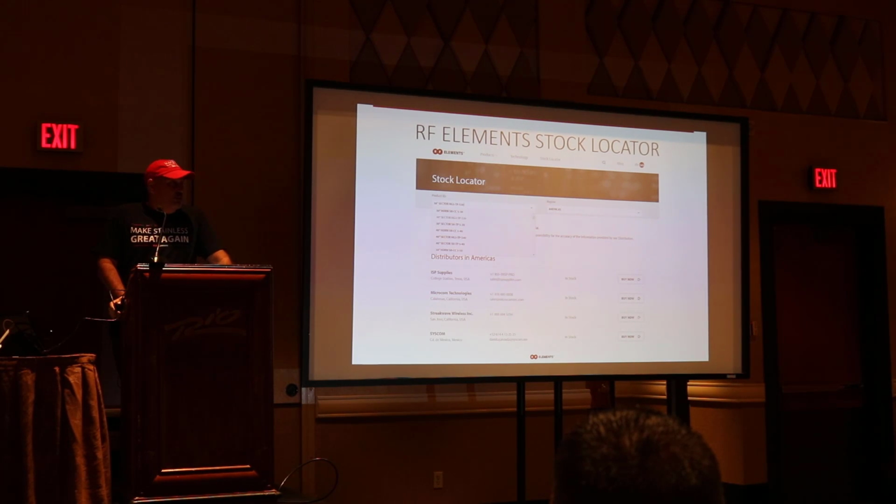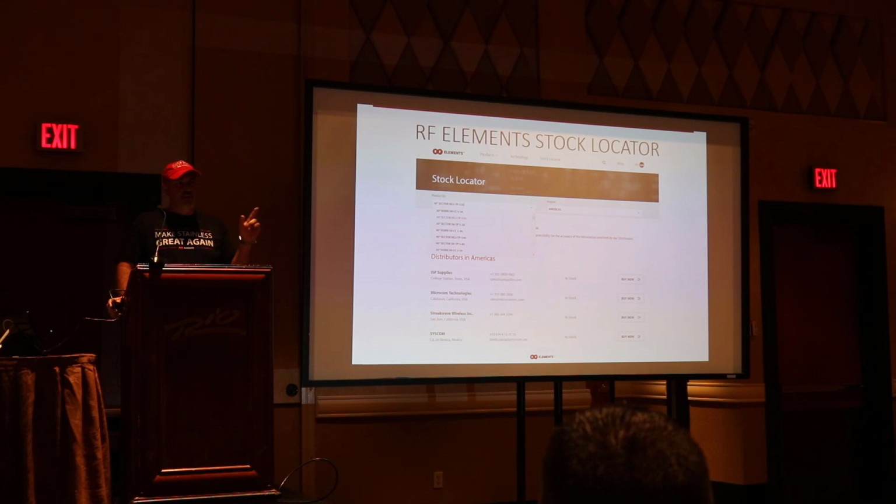Another update is our stock locator. So the RF Elements stock locator is again online. Most of our distributors are listed on the stock locator. So if you're looking for product, just go to this page, pick the product, and it will let you know in real time which distributors have them. So you're not going to have to wait for an email or have somebody send emails to you. You'll actually get them online because we're tied in through APIs into our vendors' inventory systems. So it's another great tool for you.